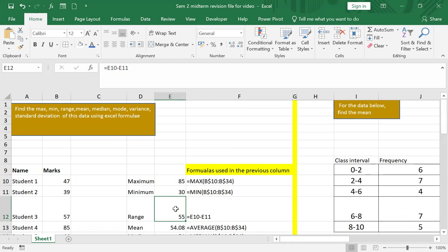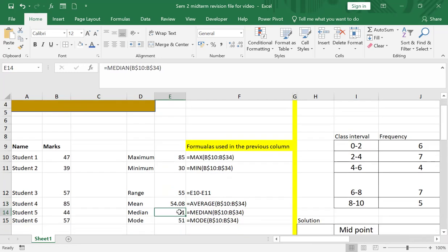This, of course, is the range, which is the difference between max and minimum. And this is nothing but, again, I can copy from here and paste it here. And then instead of max, I just put average. So median is 51, mode is also 51.